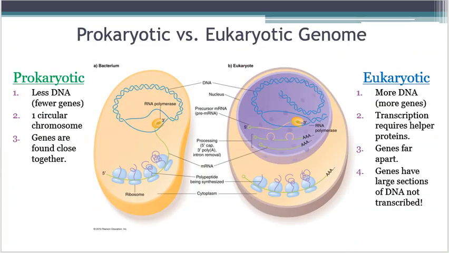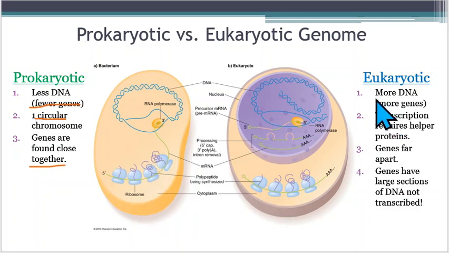When you compare prokaryotes versus eukaryotes, the DNA in a prokaryote has fewer genes just because there's physically less DNA. And again, it's a circular chromosome. And because there's less DNA, genes are found closer together. There are fewer non-transcribed regions. But it does still go through transcription at a ribosome, just like in the eukaryotes.